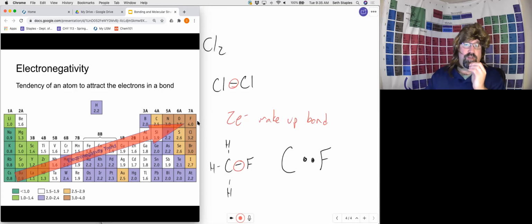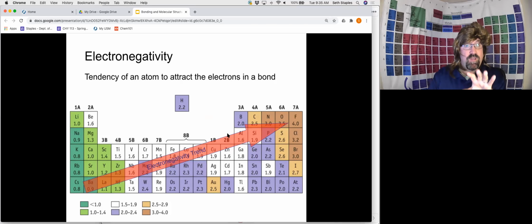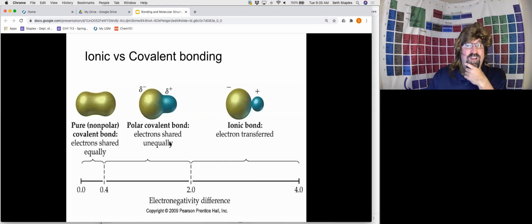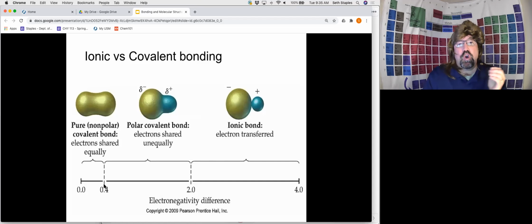That's what electronegativity is all about. And so remember that continuum that I mentioned earlier between covalent and ionic? It really comes from electronegativity differences. And so when we have an electronegativity difference that's between 0 and 0.4, we call that a pure covalent bond. There's not enough of an electronegativity difference there.